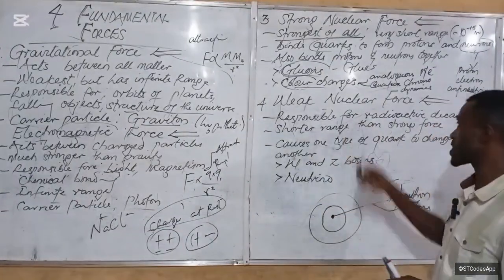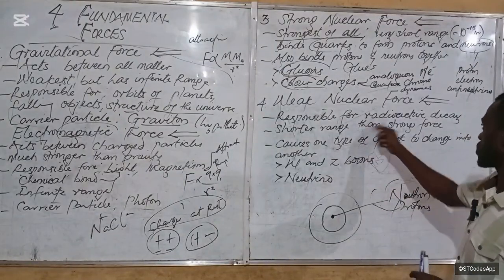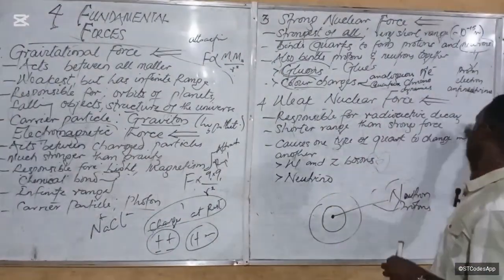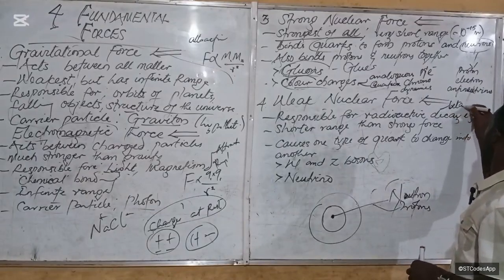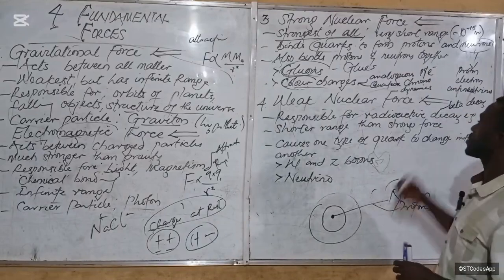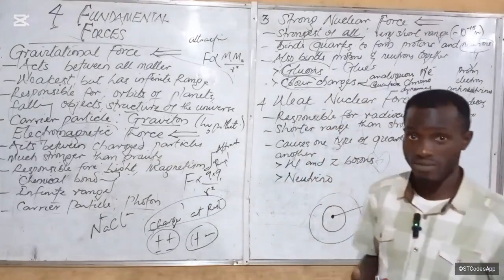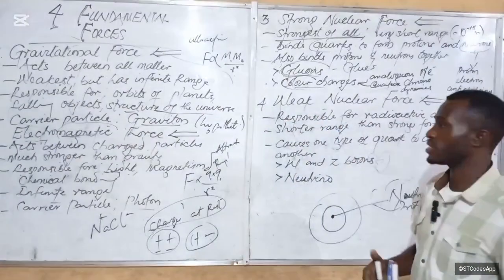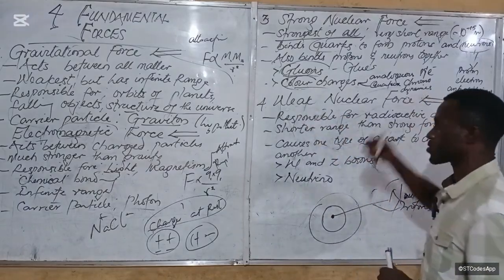Now let's go to the weak nuclear force. It is responsible for radioactive decay, especially beta decay, the beta decay that spontaneously goes on in the sun. So the overall radioactive reaction that is going on in the sun is brought about by the weak nuclear force.